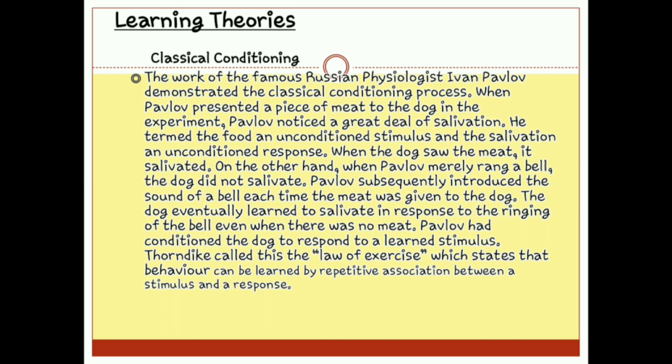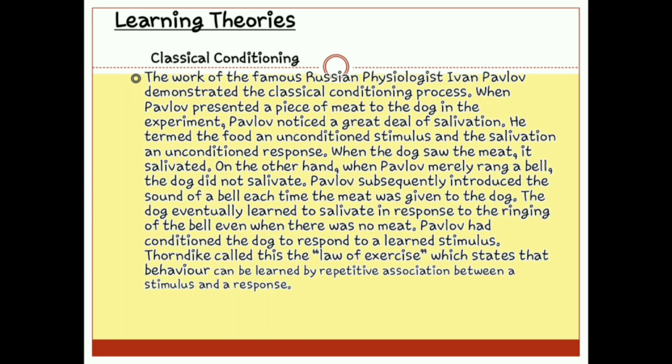It is the famous work of the Russian physiologist Ivan Pavlov that demonstrated the classical conditioning process. In this process, Pavlov presented a piece of meat to a dog for the experiment. Pavlov noticed a great deal of salivation in the dog. He termed the food an unconditioned stimulus and the salivation an unconditioned response.